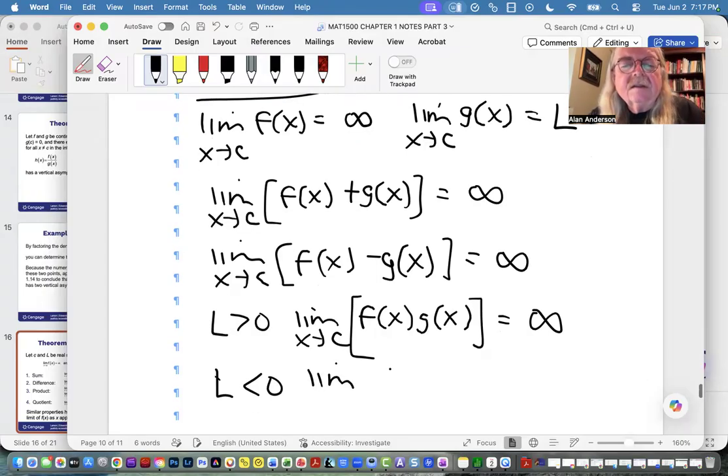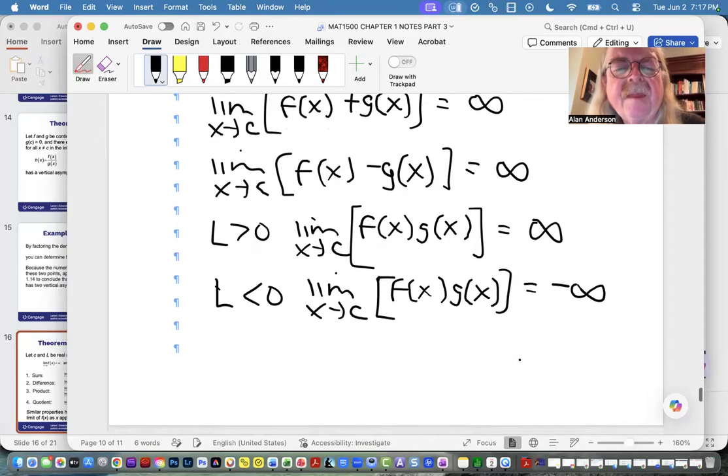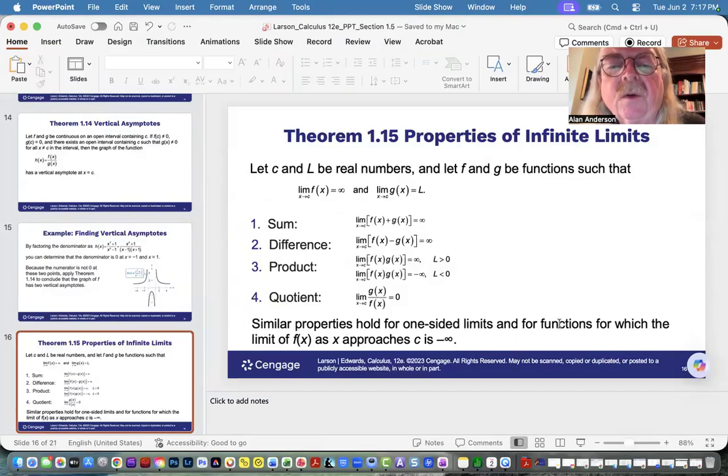So then here it's the same thing, except since L is negative, the limit then becomes negative infinity. And then the quotient, of course, is exactly now according to this. If you notice, they've put G on top to make sure that we don't get division by zero.